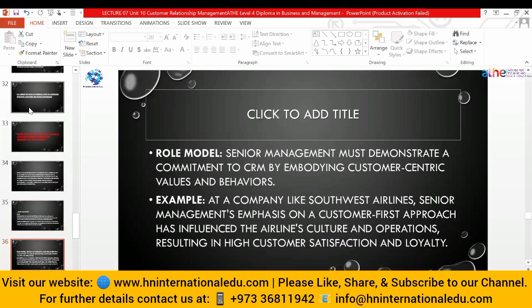Role model. Senior management must demonstrate a commitment to CRM by embodying these customer-centric values and behaviors. That is, because they're the most senior, they should know what approach and technique we are going to use to grab the attention of the consumers. Example, at a company like Southwest Airlines, senior management's emphasis on the customer-first approach has influenced the airline's culture and operations, resulting in high customer satisfaction and loyalty. So this is a real example as well from this point. They have a big role as senior managers in certain organizations.